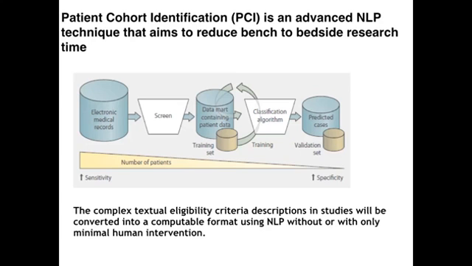The last technique we will review is called patient cohort identification. Without going too much into the details, this technique automatically converts the complex textual eligibility criteria listed in studies into a computable format to screen a database such as electronic health records to identify patients eligible for a trial with minimal or no human intervention.